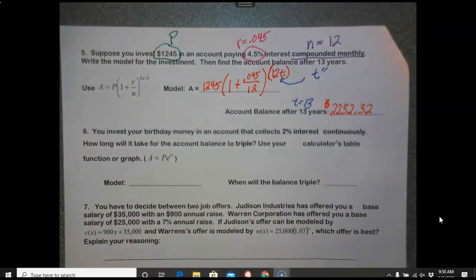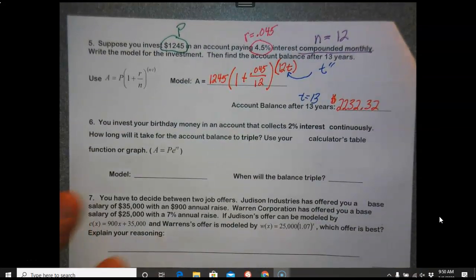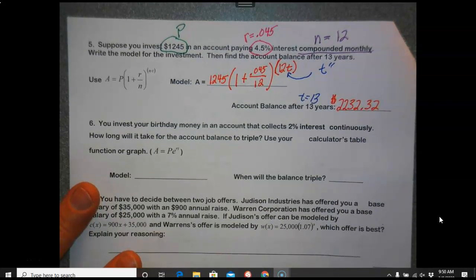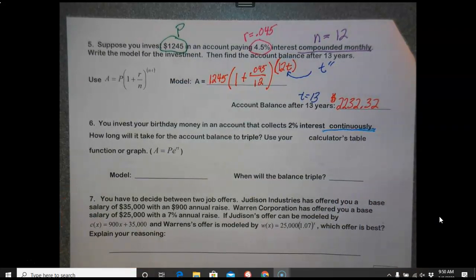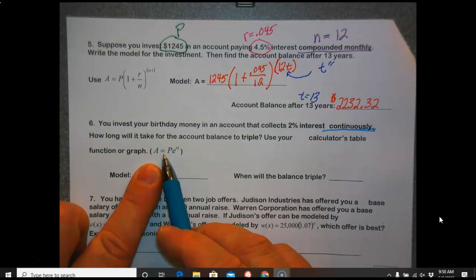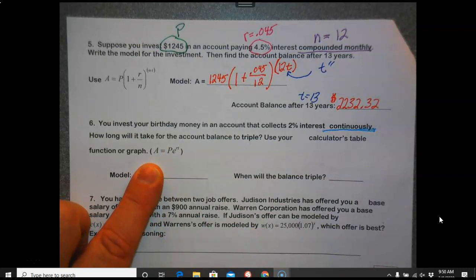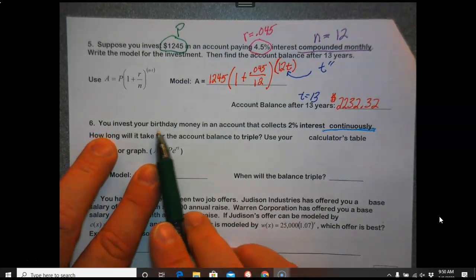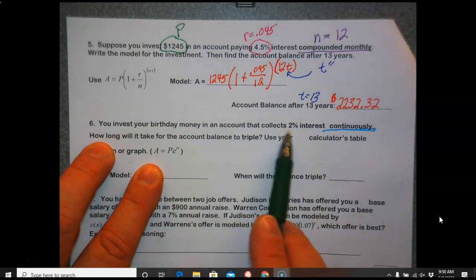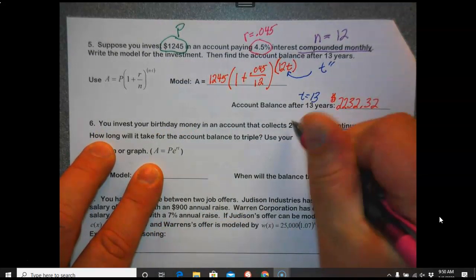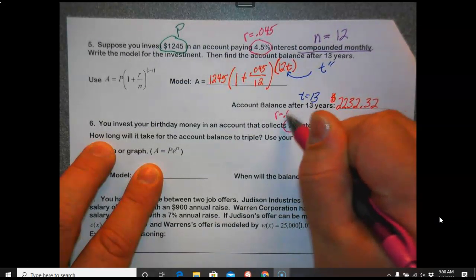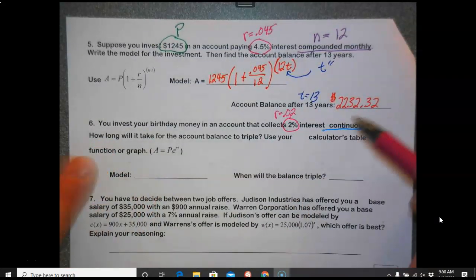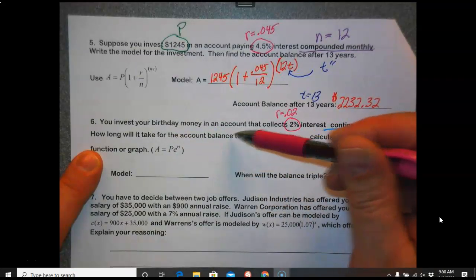All right, and then we looked at continuously compounded, right? Continuously compounded. When you see that word continuously, you have to use the natural E, right? Okay, they even give you the formula here in the problem. All right, let's read it. You invest your birthday money in an account that collects 2%. Well, there's our rate. Move it over 2 places, you're going to need a 0.02. How long will it take for the account balance to triple?